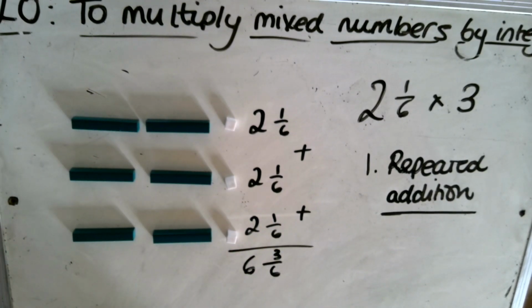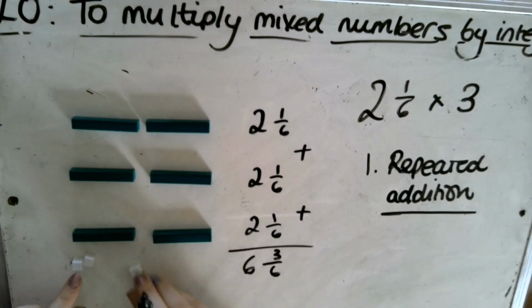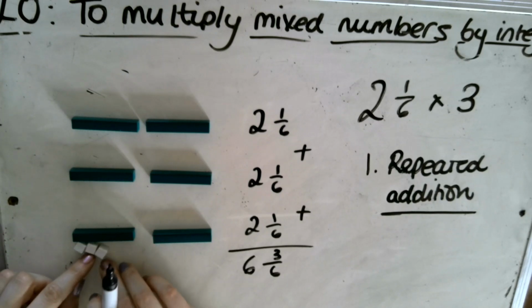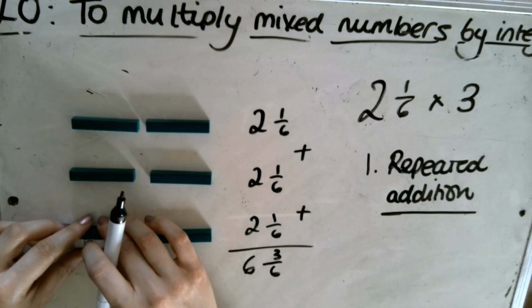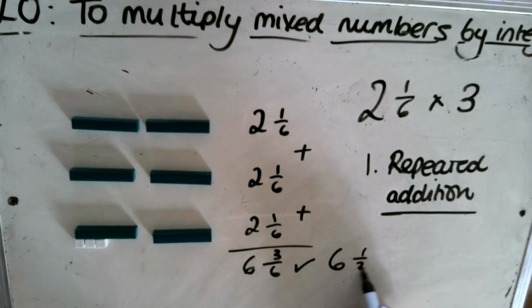And for those of you who wanted to take your answer and simplify it, you may have noticed that 3/6, if I take these 3 and put them here, they are equivalent to a half. So you could say 6 and 3/6, which would be correct, or you could say it's worth 6 and 1/2. So that one was a little bit more simple, I hope.